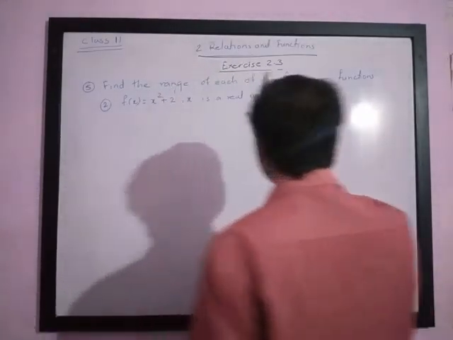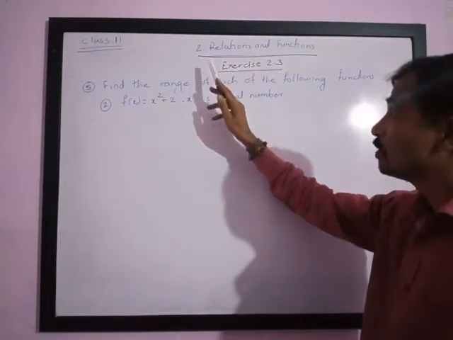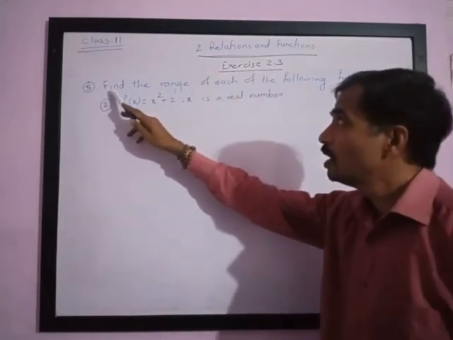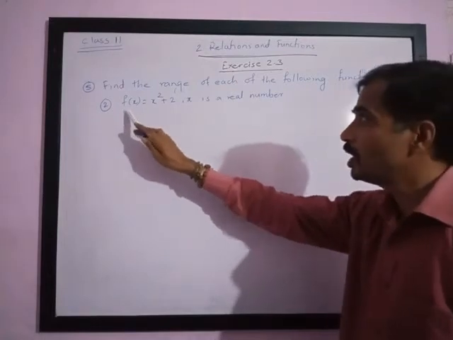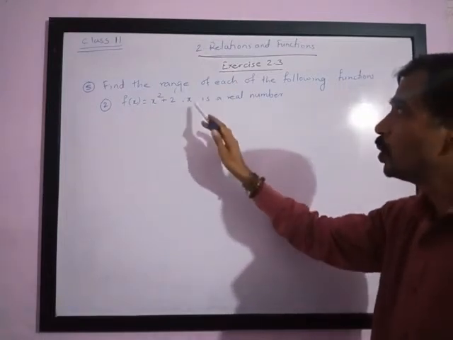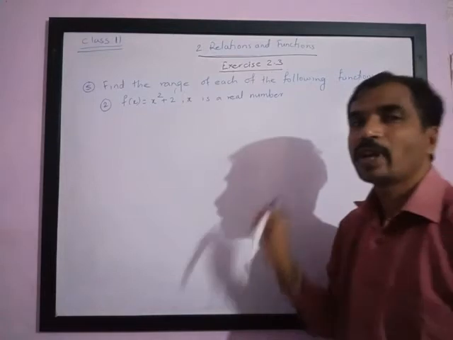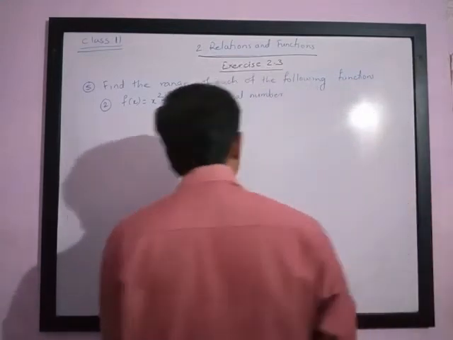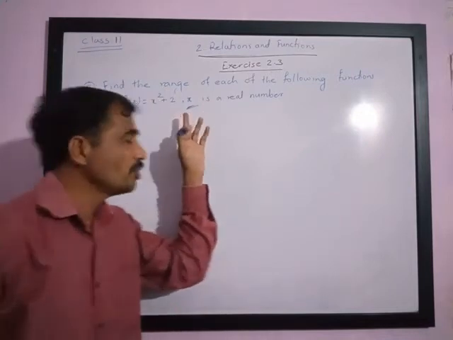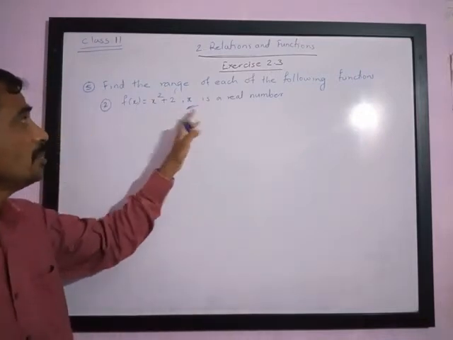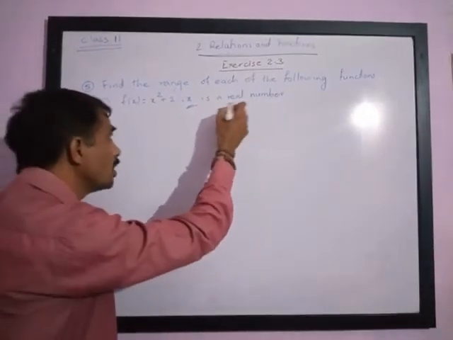In exercise 2.3 of second chapter, fifth question, find the range of each of the following functions. We are given the second sub question, f of x is equal to x square plus 2, where x is a real number. Now try to understand. X is a real number, it means x can have all the values: positive values, negative values, positive fractions, negative fractions, irrational numbers, rational numbers. That is what the real number means.